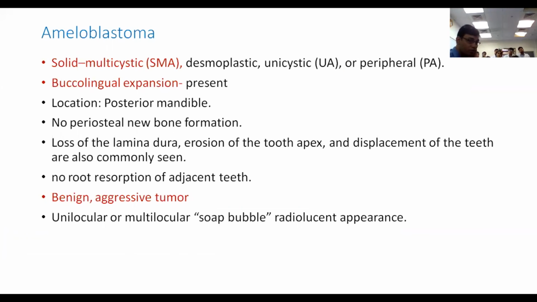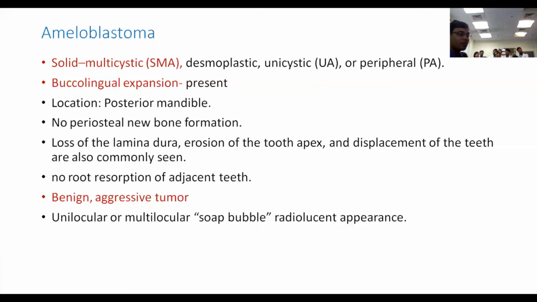So what is ameloblastoma? It is the most common tumor that we will see, at least in our hospital. Whatever the morphology is, the diagnosis is always ameloblastoma, isn't it? The most common presentation is solid and multicystic. 90% of the tumors are solid and multicystic. The only confusion arises when it is peripheral or unicystic. That population is only 2% to 10% among various studies.